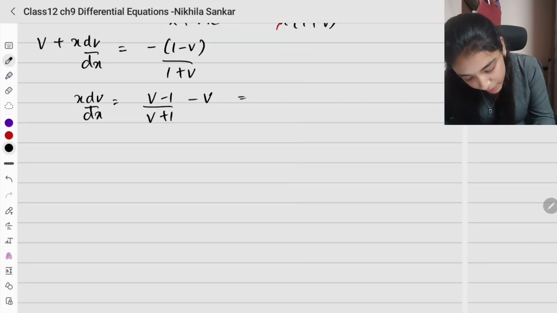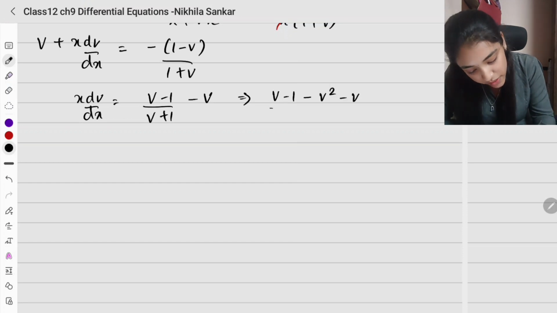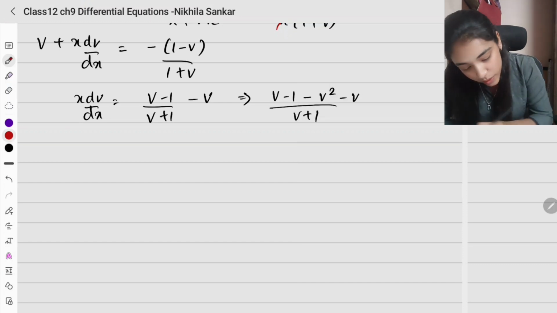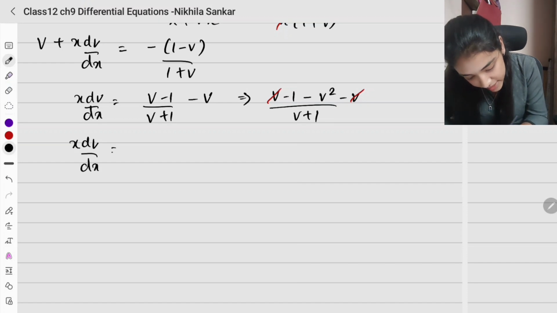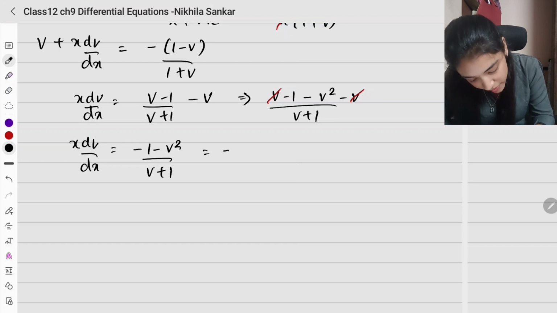Now taking LCM, இந்த பக்கம் LCM எடுத்தா என்ன ஆகும்? (v minus 1 minus v square minus v), the whole divided by (v plus 1). I can cancel v and minus v. What will I be left with? I have minus x dv by dx equals minus (1 minus v square) divided by (v plus 1). So minus வெளியில எடுத்தா I have (1 plus v square) divided by (1 plus v).